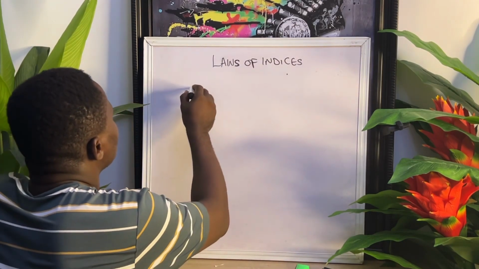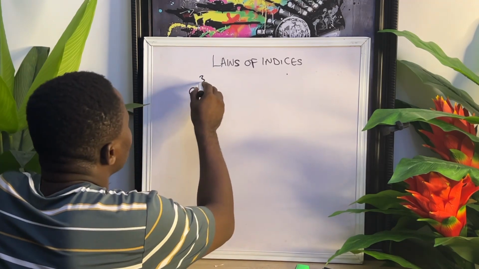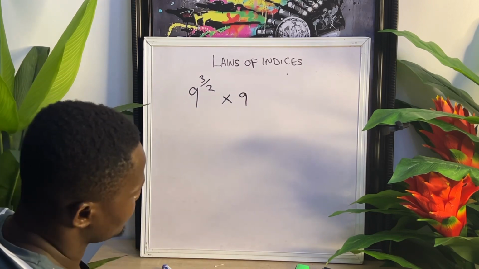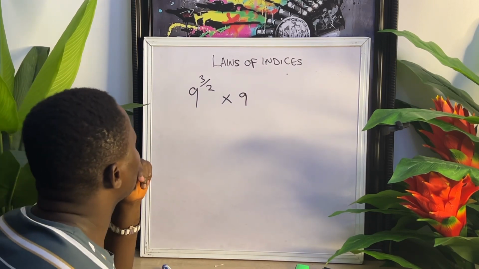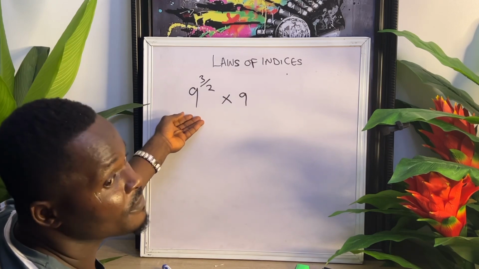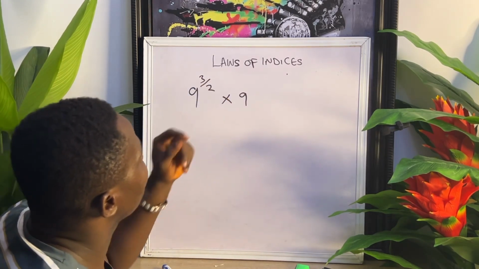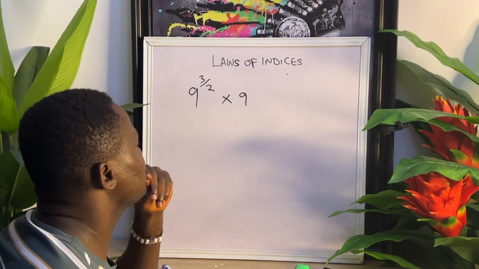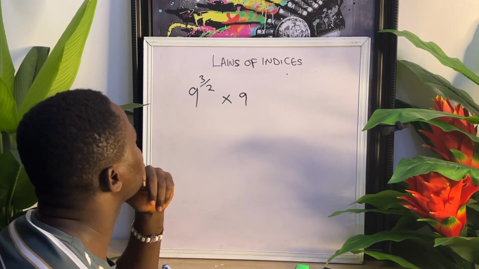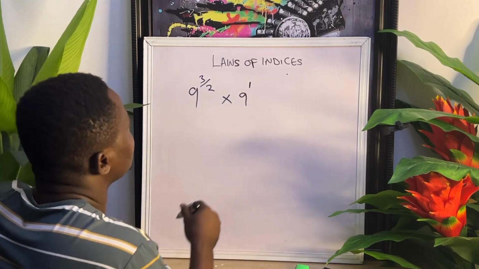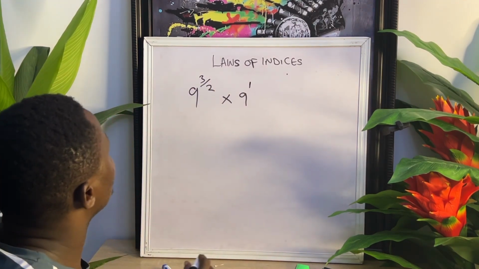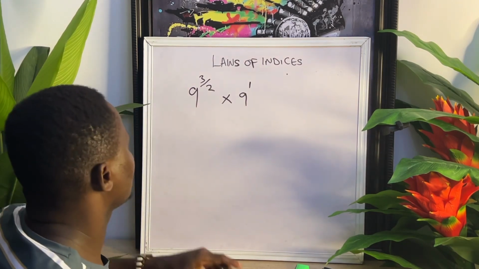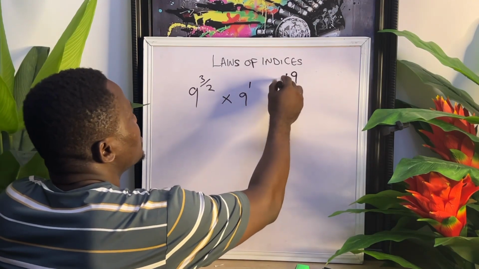Let's look at 9 raised to power 3 over 2, everything multiplied with 9. To solve this question, we discover that this has power, but this very one does not have power. And the law states that any number that doesn't have power, the power is 1. So we give 1 as power to this. And then we proceed. So to solve this one separately, we break 9 as the smallest number that goes, which is 3.